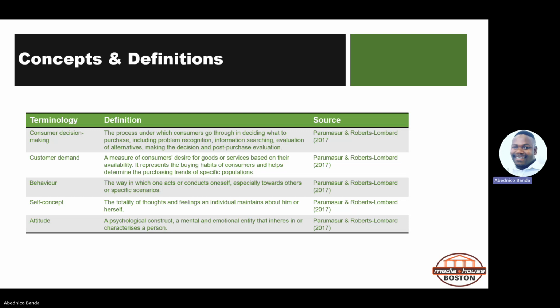These are the key terms that we are going to come across as this lesson progresses. Of course, the main concept that we need to discuss and unpack is consumer decision-making. Then we've got customer demand, behavior, self-concept, and attitude. Behavior, self-concept, and attitude, we discussed these terms last semester.